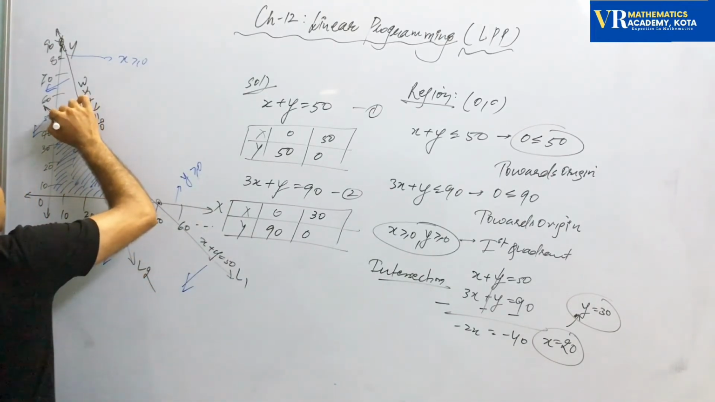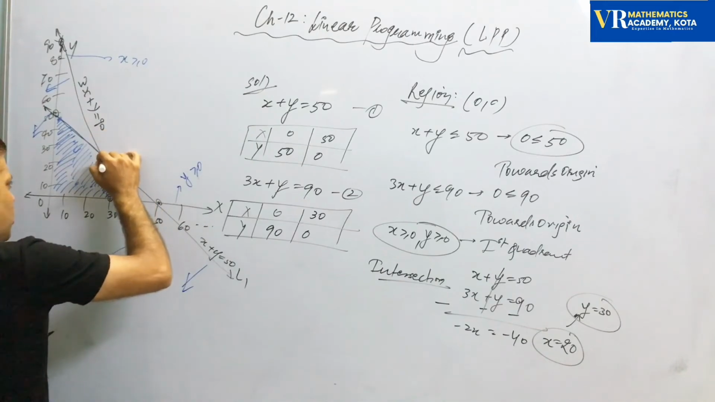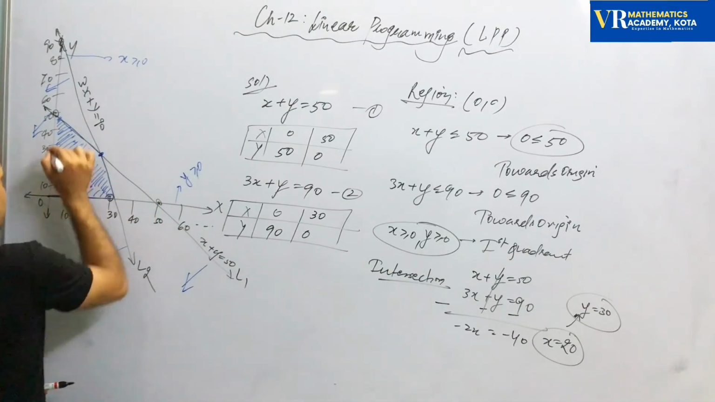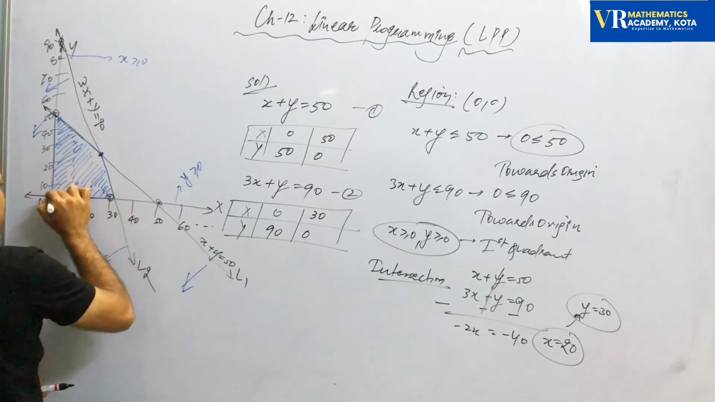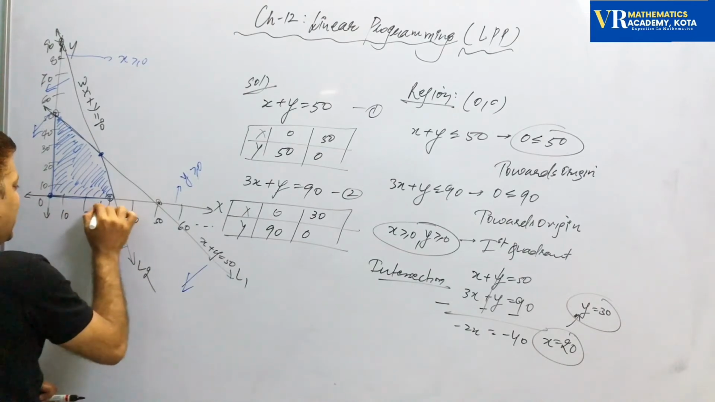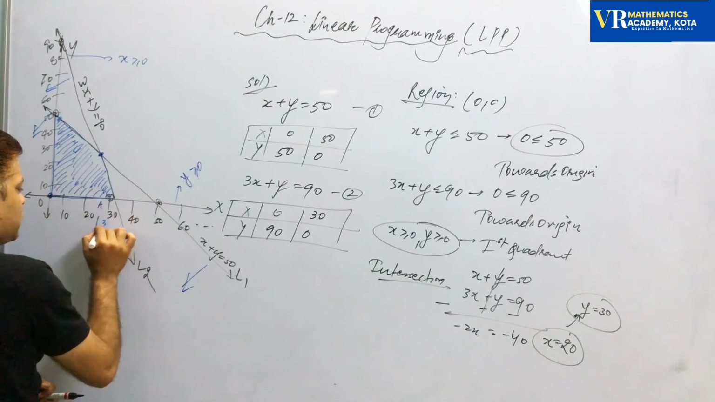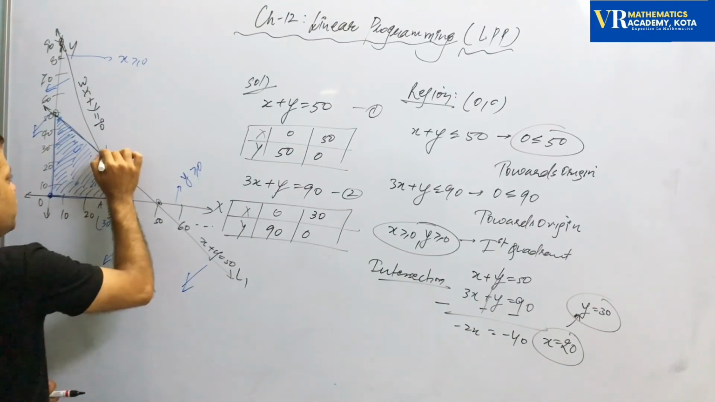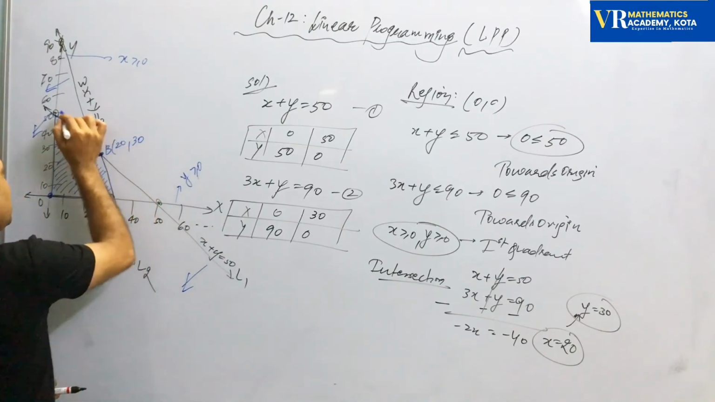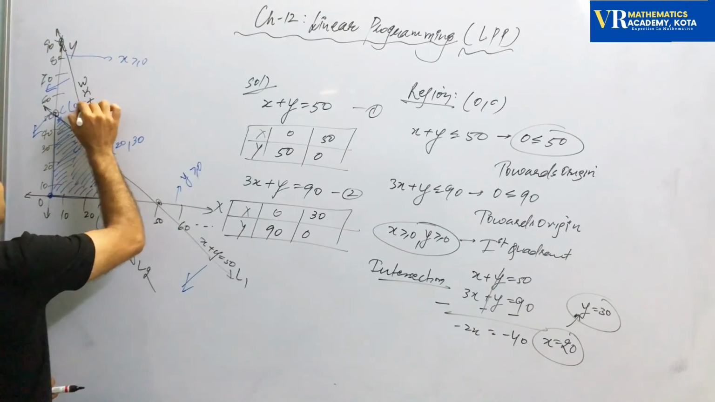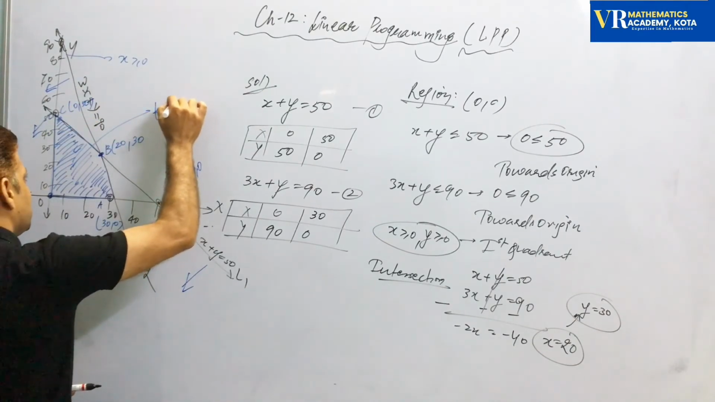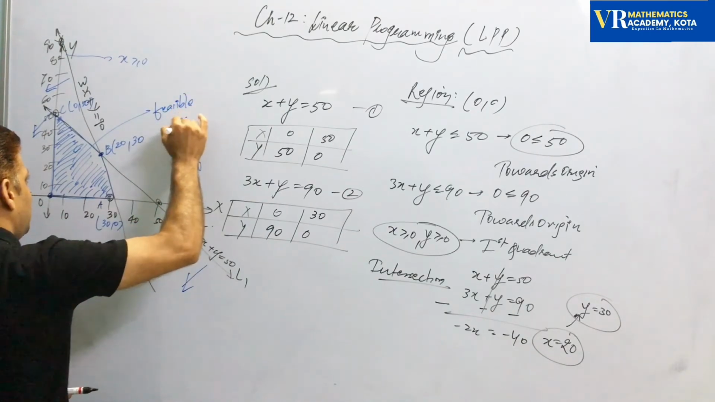We draw it and darken all the boundaries. Okay, and draw this region. This is basically called the feasible region. We also mark the points here. Let this be point A, (30, 0). This is point B, the intersection point, that is (20, 30), and this is point C, that is (0, 50). And this region is called the feasible region.